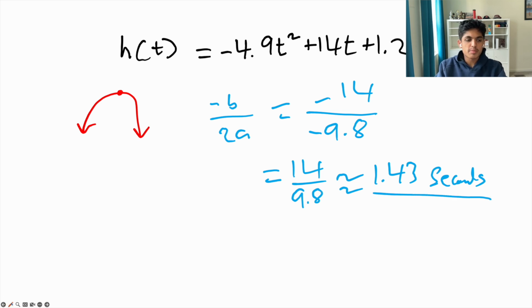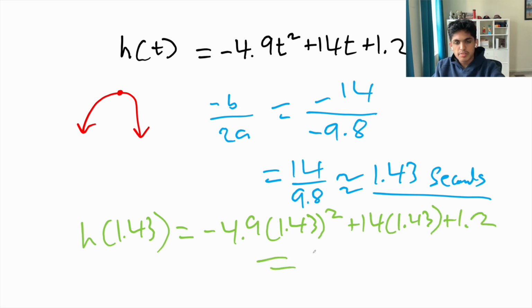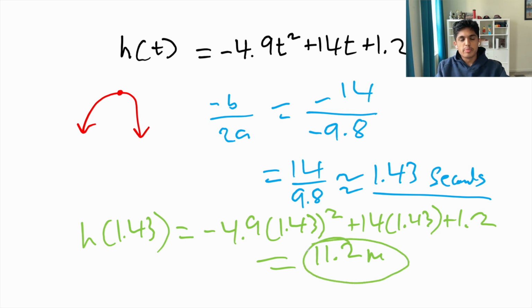So to find the actual maximum height of the soccer ball, we have to do h of 1.43. If you have a calculator handy, now would be the time to use that. And this roughly turns out to be 11.2 meters, or whatever units you're trying to use. So yeah, pretty simple here.